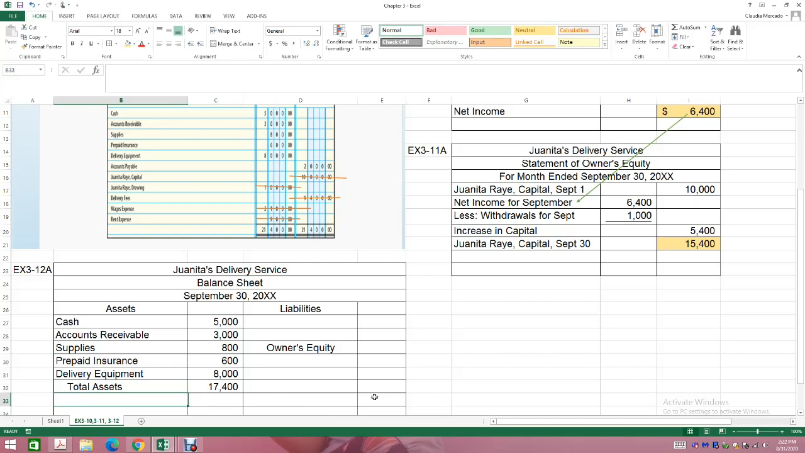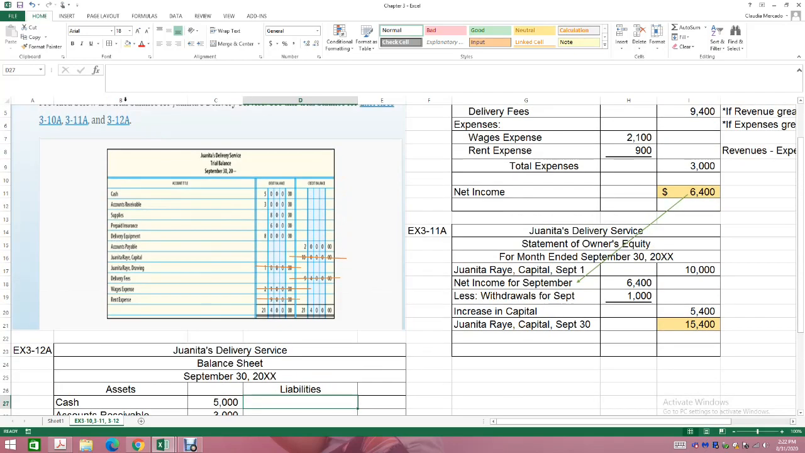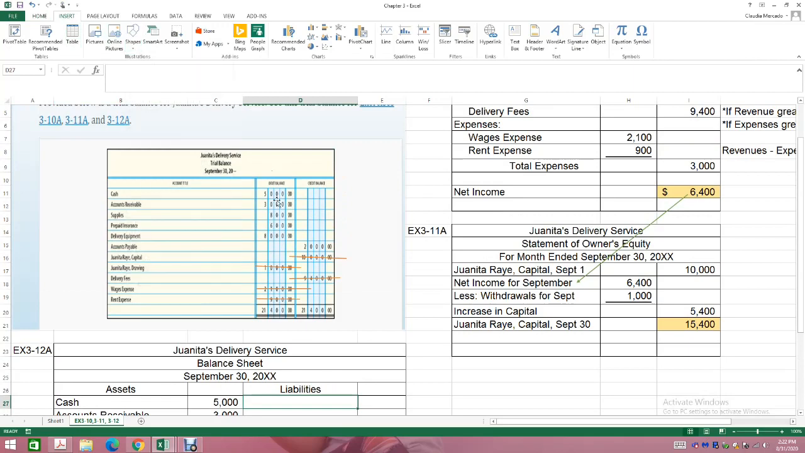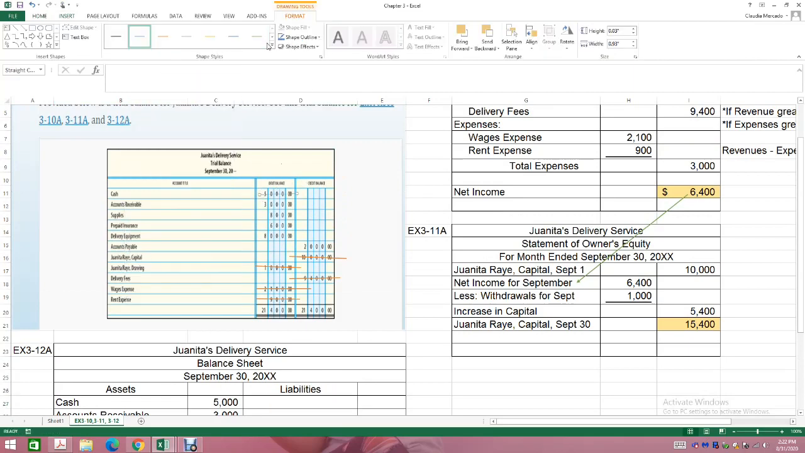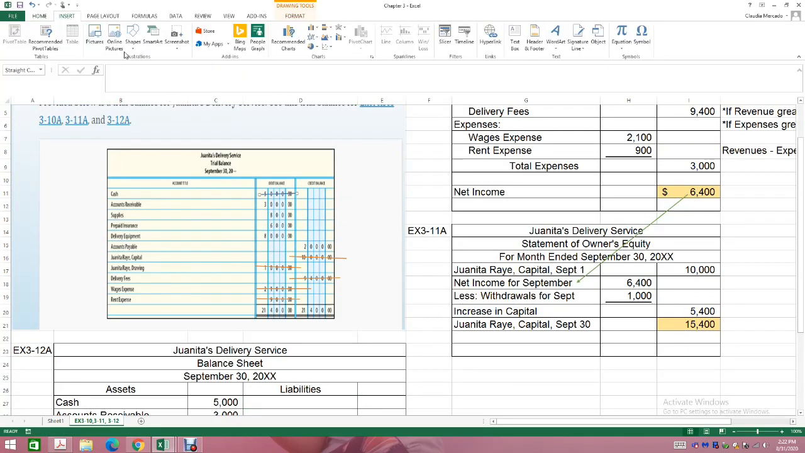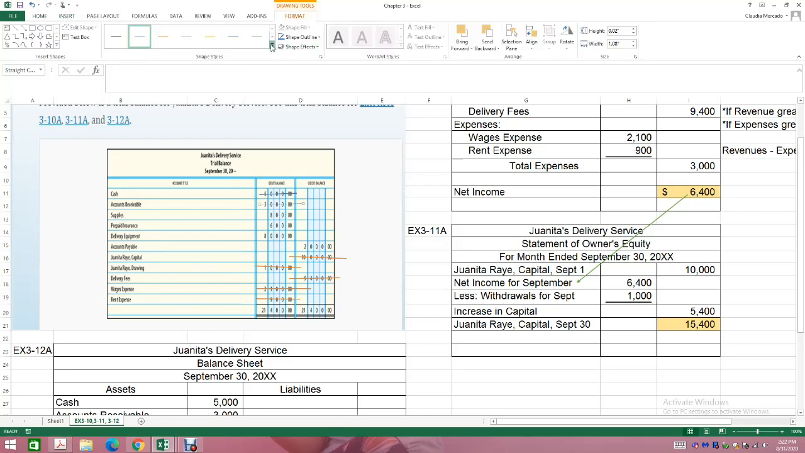So whatever I get over here on this side needs to be 17,400. Remember, this side needs to equal this side. Okay. So I'm going to go back and I'm going to mark off all of the accounts that I used. Okay. And why do I do this? Because I want to make sure that I use up all of my accounts. Okay. That I didn't miss anything. That everything's accounted for.